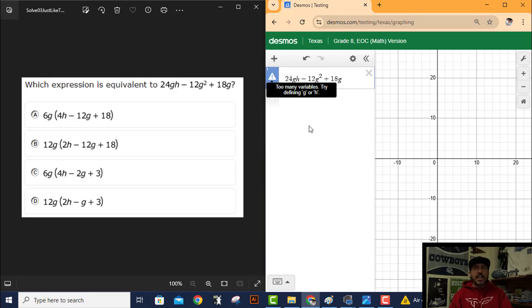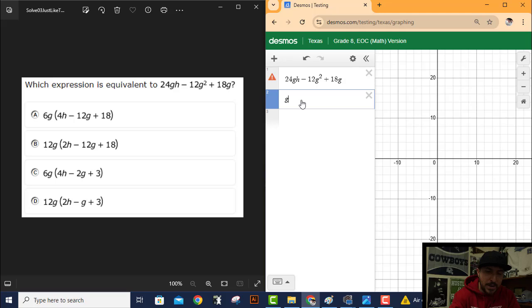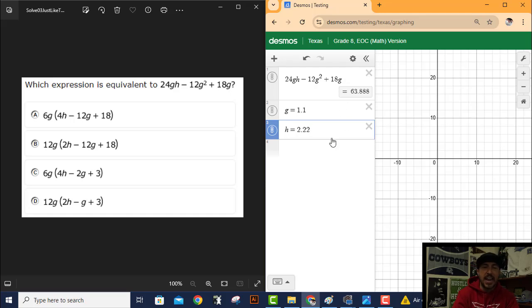So this one says GH. Well, guess what? We treat it just like AB. But instead of AB, I'm typing in G equals and H equals. The first one is always 1.1. The second one is always 2.22. I get an answer of 63.8888. All I got to do now is type in each of these choices and see which one matches.